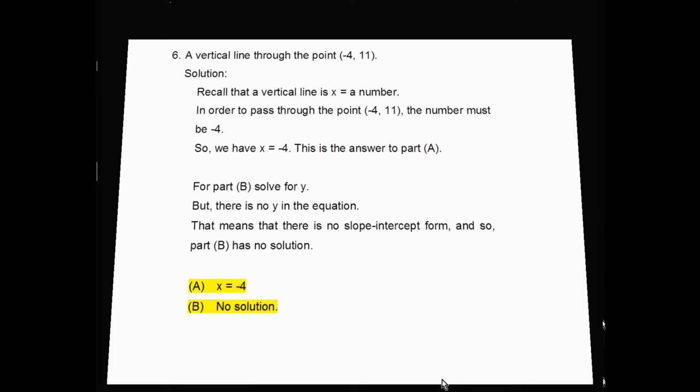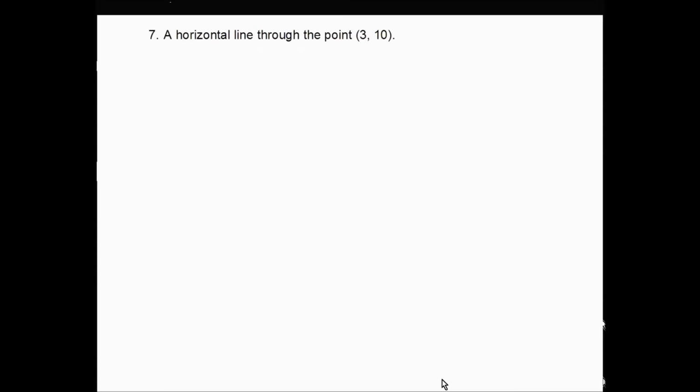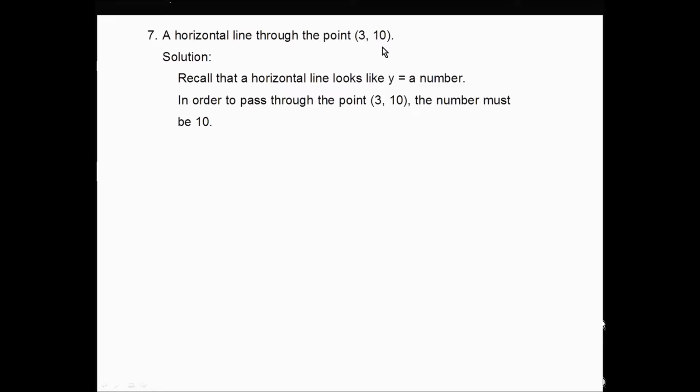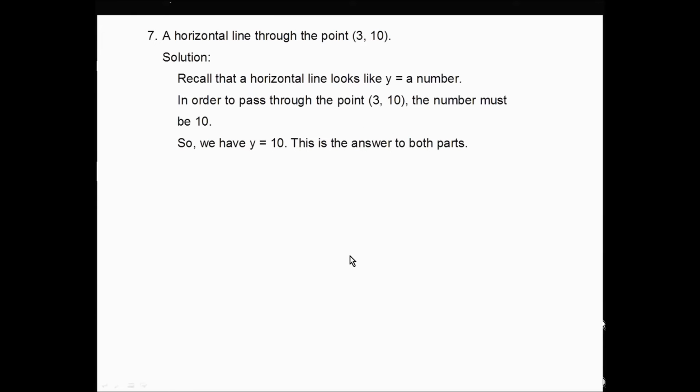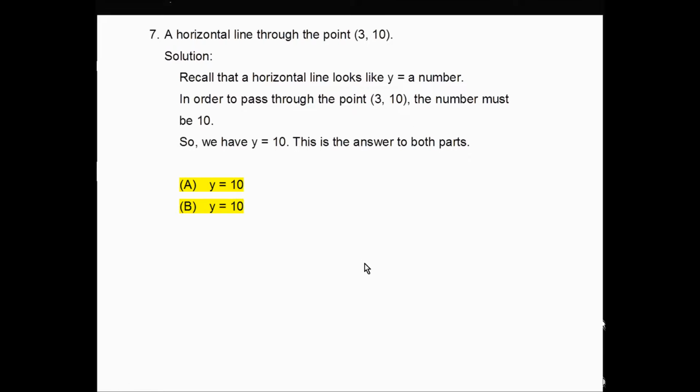Let's see, for the sake of completeness, let's do a horizontal line. So for number 7, I want a horizontal line through the point 3, 10. Okay, a horizontal line, the simplest form of the equation is y equal a number. Now, if I'm going to pass through the point 3, 10, that number has to be 10. So I'm going to get y equals 10. Okay, that's part B. It's also part A. It's both of them. So I have y equals 10 for both answers.